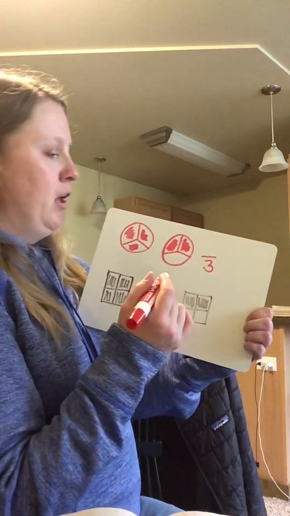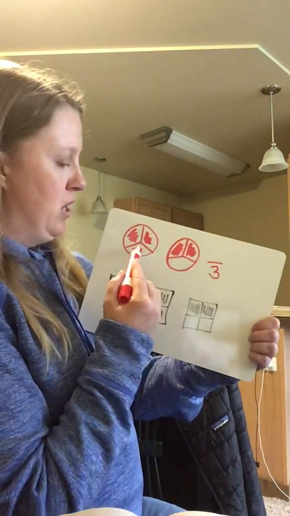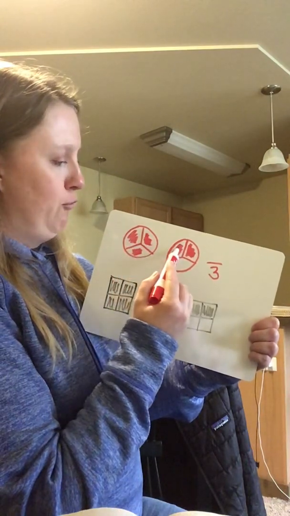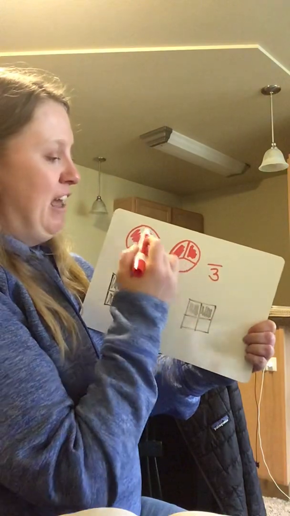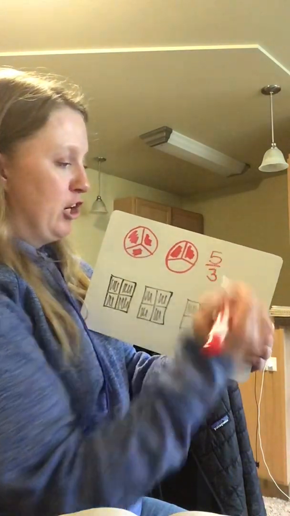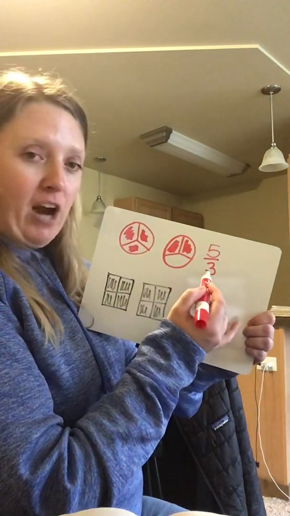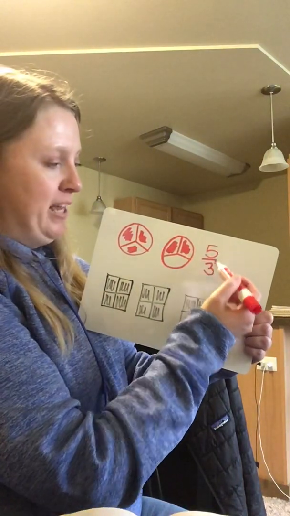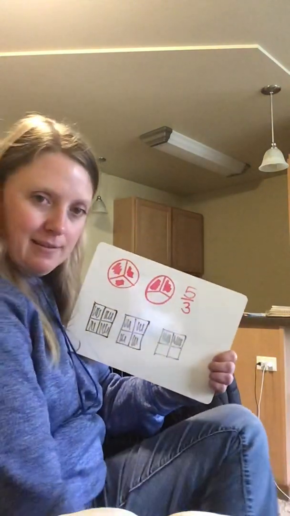All right, so now let's just count the shaded pieces all together. 1, 2, 3, 4, 5. So out of these 2 pies, 5 thirds are shaded. This is an improper fraction because my numerator is bigger than my denominator. Okay, does that make sense?